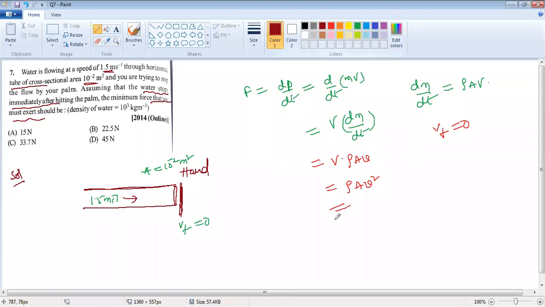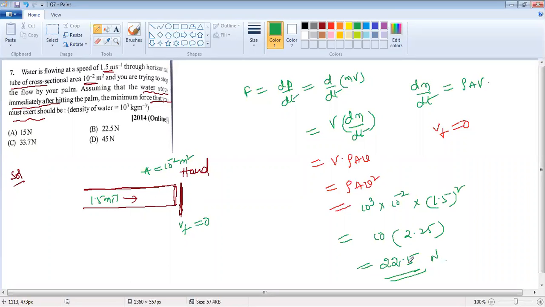Then substituting here, rho is for water 10 power 3, area is 10 power minus 2, speed is 1.5 whole square. So that is a 10. 1.5 whole square is 2.25. Then the answer multiplied by 10 is 22.5 Newton. So that is your answer. Which one is the right answer? Option B is the right answer.